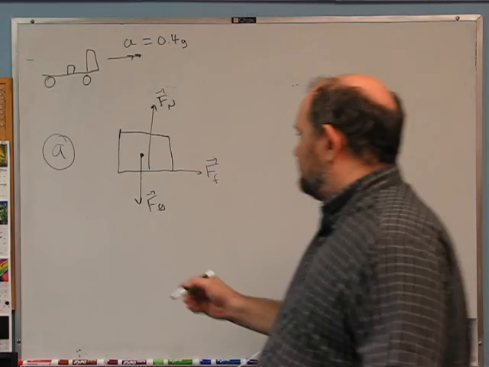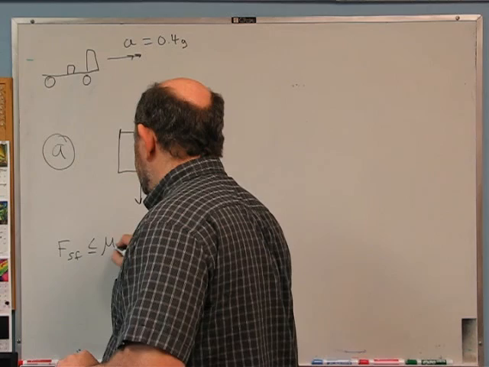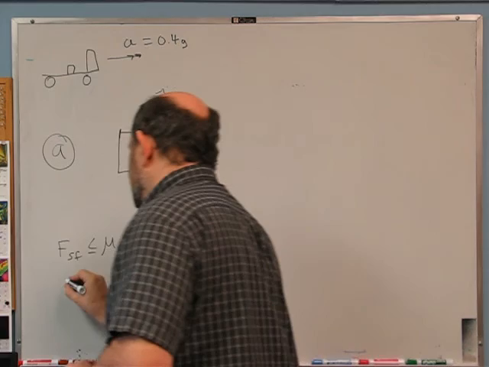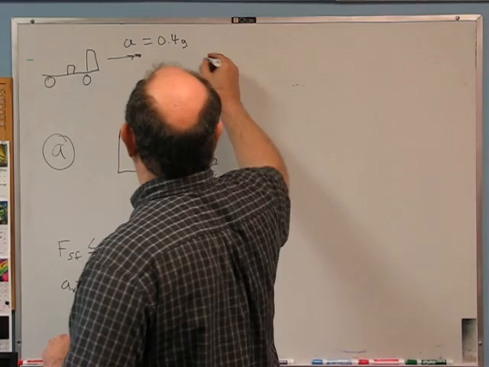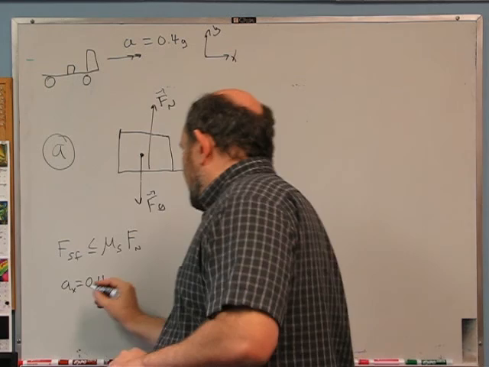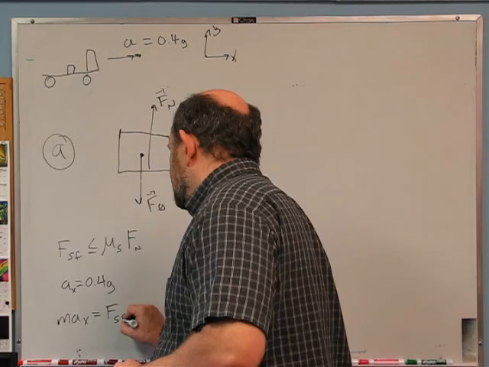Well, you know that static friction needs to be less than or equal to mu s times the normal force. So let's figure out, well, first of all, if the crate stays with the truck, then the crate has to have an acceleration in the x direction of 0.4g. We'll define x that way and y that way. So for the crate to stay with the truck, it has to have the same acceleration as the truck. Okay? So that's what we need. Well, what is the x acceleration? It is just the force of static friction.